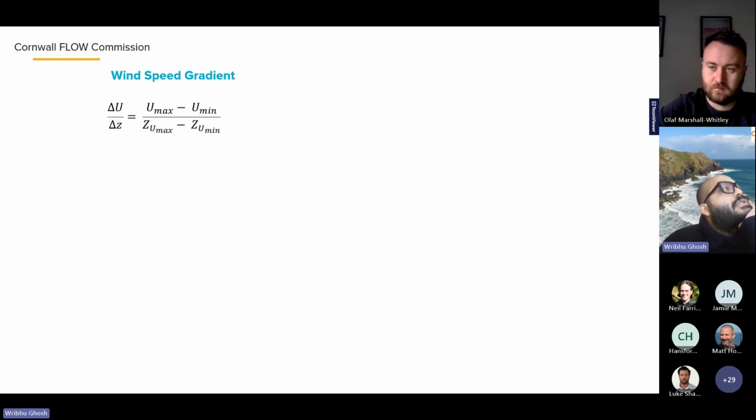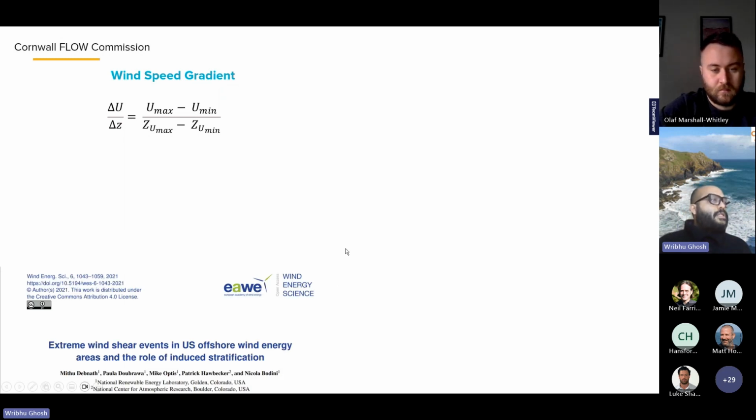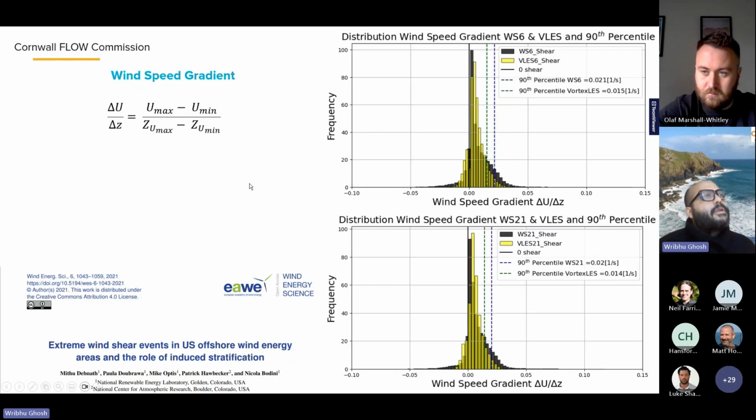We borrowed this method, the wind speed gradient, which is delta U by delta Z. For every 10 minutes timestamp, we identify the highest wind speed and the lowest wind speed, the height of each, and we compute delta U by delta Z. This was an NREL paper published in 2021, studying low-level jets for the US. We are not getting into that because it needs a lot more understanding of atmospheric stability, which currently I don't have the competence for, but there are elements we could adopt from that paper.